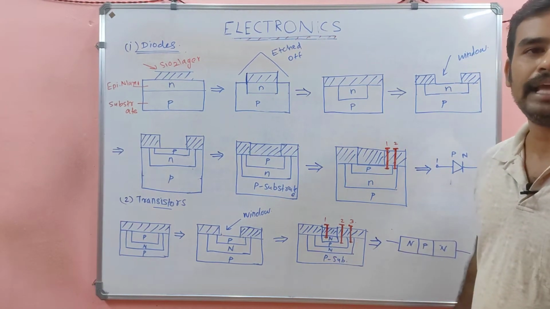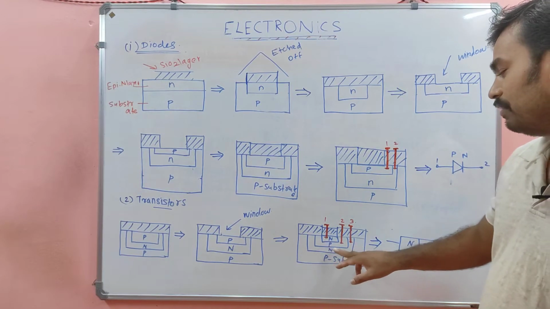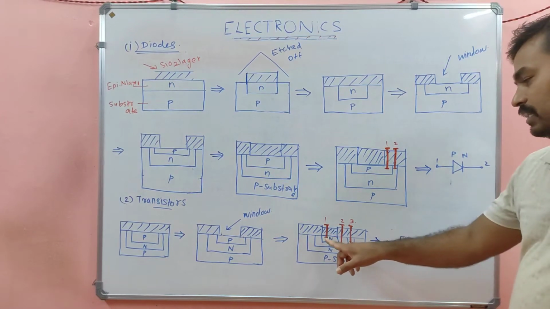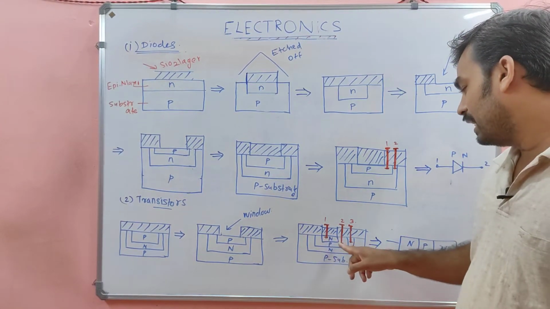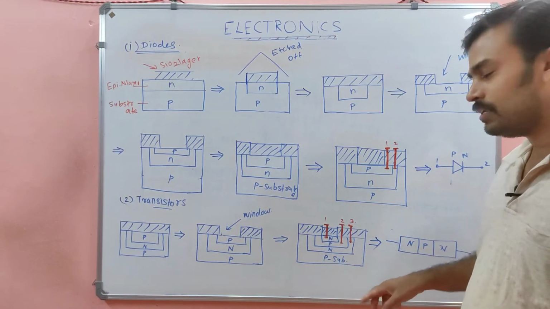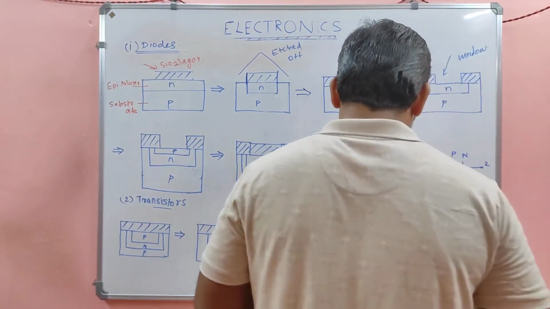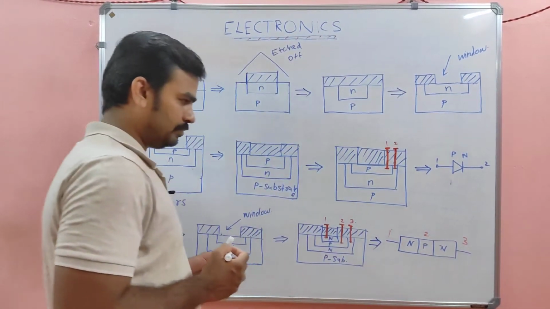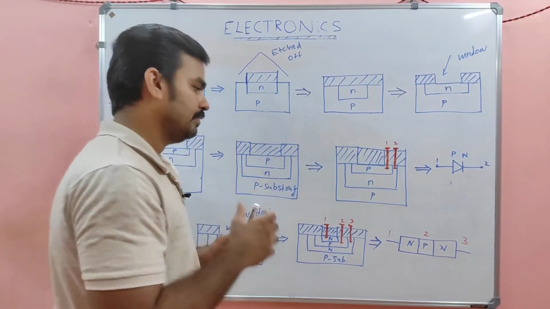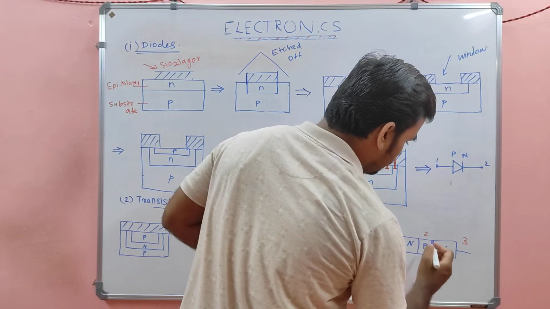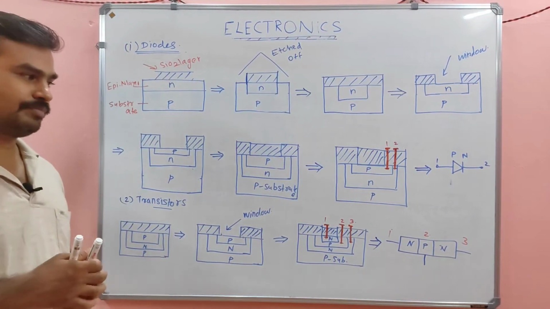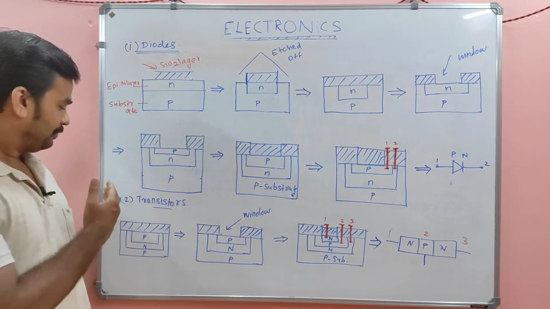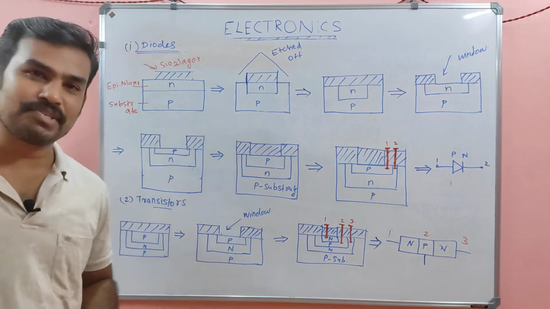NP, a small portion N again. So now we have NP and N, again with SiO2 sealing. After that, we take three terminals: one from N, one from this P, and one from this N. So you have 1, 3 and 2: emitter, base and collector. Is it clear? Thus we formed a transistor.